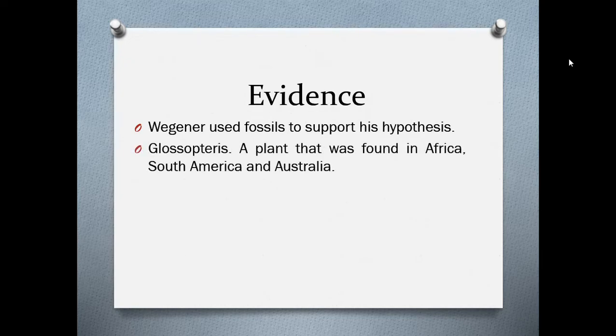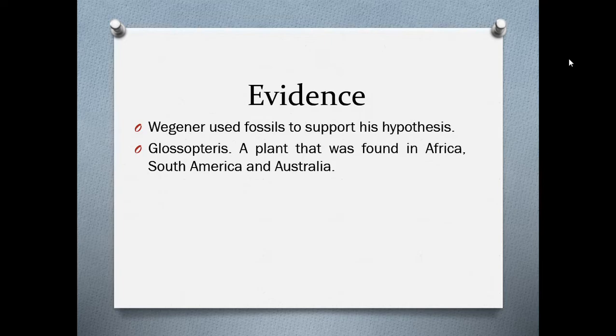Basically, what he was studying was that there were different fossils found in different continents, but both continents were separated by the ocean and by very big bodies of water. So how was that possible? Let's analyze some of the species that he found. The first one was Glossopteris. It was a plant that was found in Africa and South America, as well as in Australia.